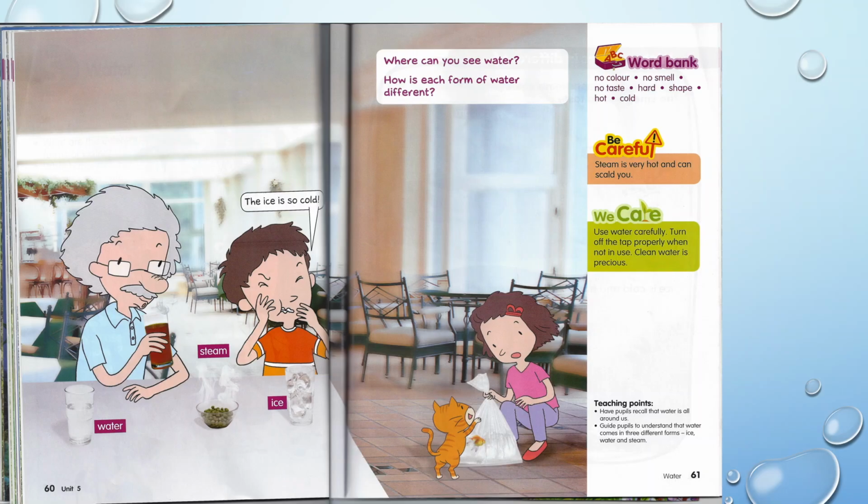Also, let's see the Be Careful section. Steam is very hot and can scald you. Correct. You have to be very careful when you have steam, because steam is produced when water boils and reaches over 100 Celsius degrees. That means it's super hot. In the case of ice, people can also get burned from ice when they touch it for a long period of time with their bare hands. And ice is formed when water is below 0 Celsius degrees. So it's a lot of temperature that water has to go to change its state.